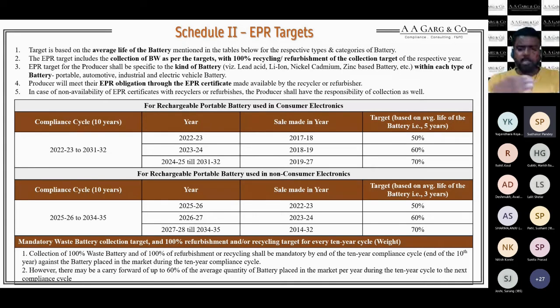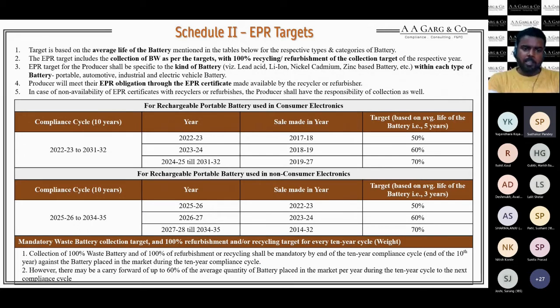Similarly, the target for the year 23-24 increases to 60%, and for the remaining years of this compliance cycle the target is 70%. In the same fashion, the target is given for the rechargeable portable battery used in non-consumer electronics. The target year starts from 25-26, this is also a compliance cycle of 10 years, and the target starts at the rate of 50% from 25-26.